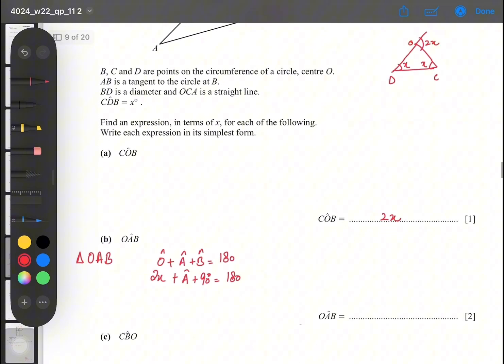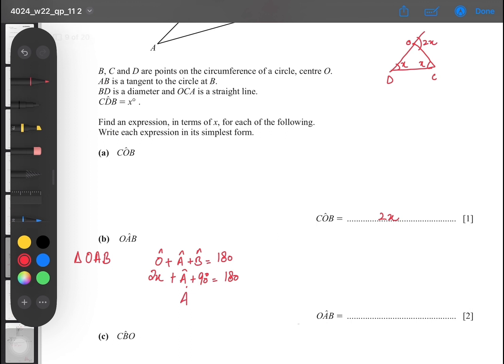So if I solve it, it will be 180 degrees minus 90, and it will be 90 degrees. So 2x plus A is equal to 90 degrees. So A is equal to 90 minus 2x. So this angle is 90 minus 2x.